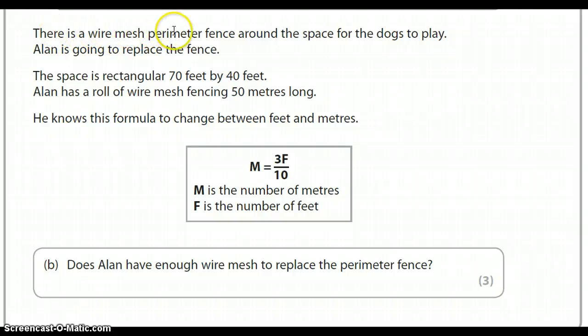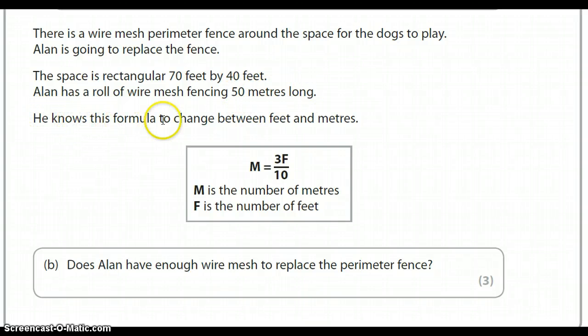There is a wire mesh perimeter fence around the space for the dogs to play. Alan is going to replace the fence. The space is rectangular, that many feet by that many feet. Alan has a roll of wire mesh fencing that many meters long.